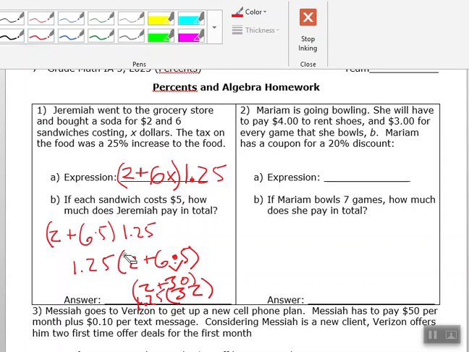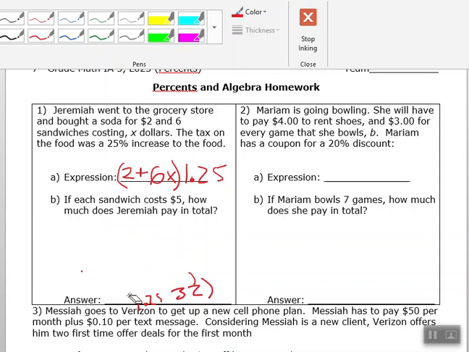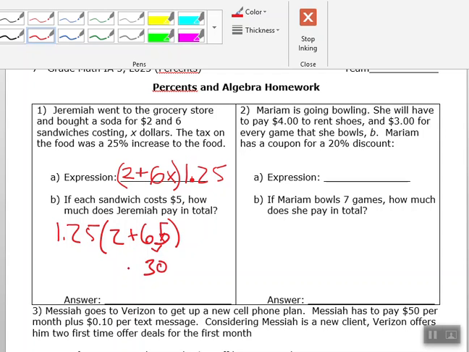It's a little sloppy here. Let me fix it. All right, so I have 1.25. I'm paying 125% times 2 plus 6x. And that's going to be 6 times 5, which is going to give me 30. Plus 2 gives me 32 times 1.25. So 1.25 times 32 equals 40.